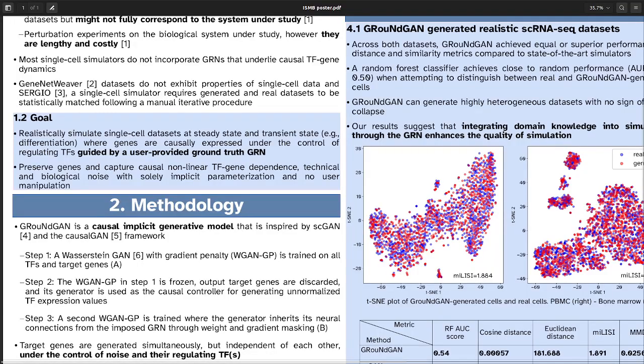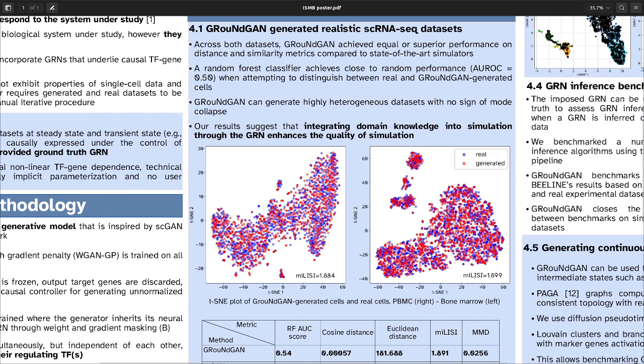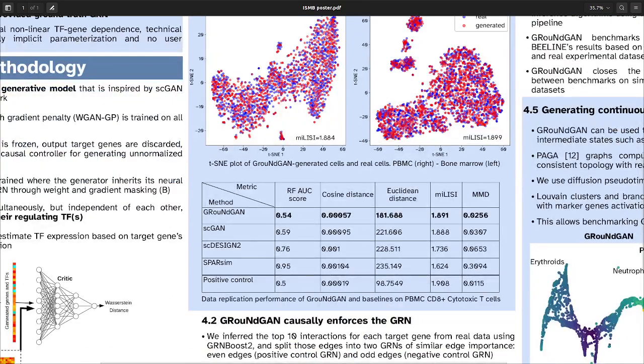So with GroundGAN, we also show that it generates realistic single-cell datasets. As you can see in this testing plot, there's no evidence of mode collapse. In fact, this is not an issue that we face at all, but it's very common in generative models, and across a variety of metrics and datasets, we perform better than the state-of-the-art simulators, as you can see over here, across different distance metrics, maximum mean discrepancy, median integration, least scores, and when we task a random forest to distinguish between cells generated from GroundGAN and real dataset, it performs quite close to random with about 0.54 AUROC score.